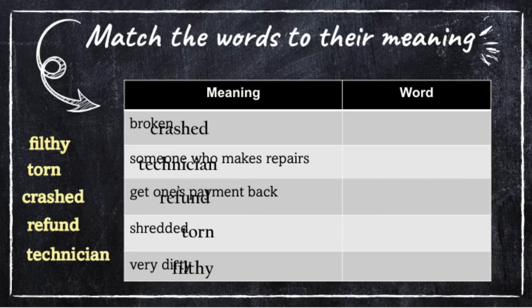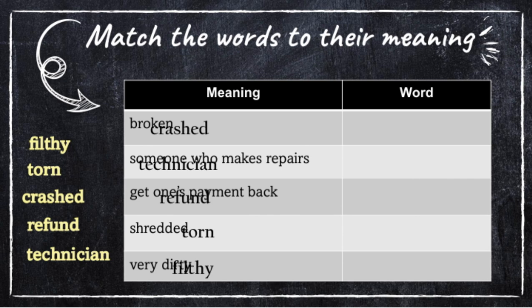Now let's take a closer look at some of these words and their meanings. First up, we have refund, which means getting your payment back if you're not satisfied or if something goes wrong. Next, filthy describes something that is very dirty, and torn refers to something that has been shredded or ripped. Then there's technician, which is someone who makes repairs or fixes things. Moving on, crashed can mean a few things, but in this context, it often refers to a computer or system failure, like when a device suddenly stops working.